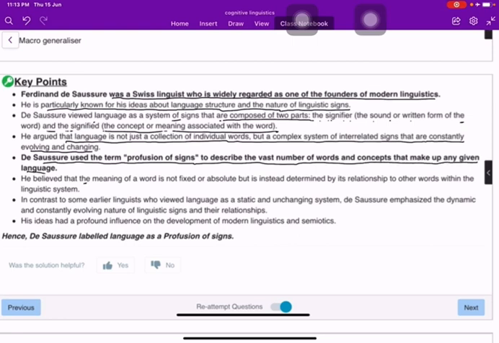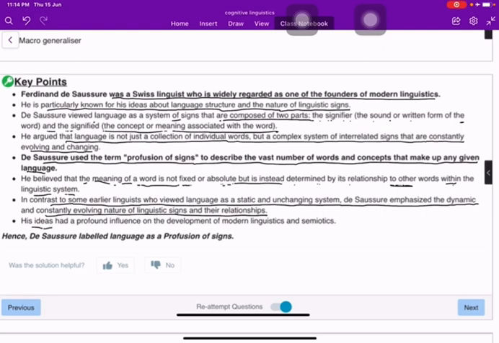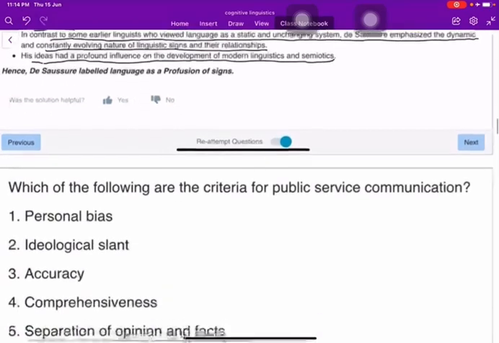He believed that the meaning of the word is not fixed or absolute, but is instead determined by its relationships to other words within the linguistic system. In contrast to some earlier linguists who viewed language as a static and unchanging system, De Saussure emphasized the dynamic and constantly evolving nature of linguistic science and their relationships. His ideas had a profound influence on the development of modern linguistics and semiotics.